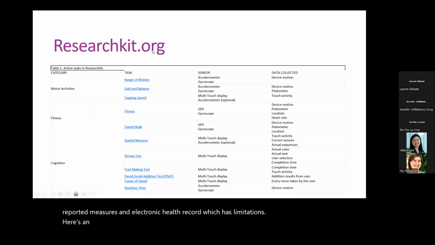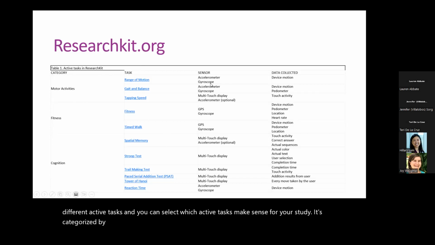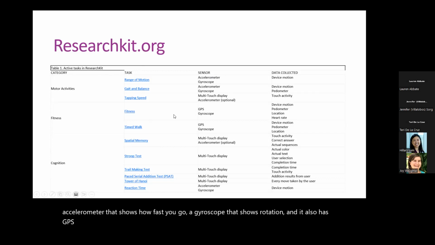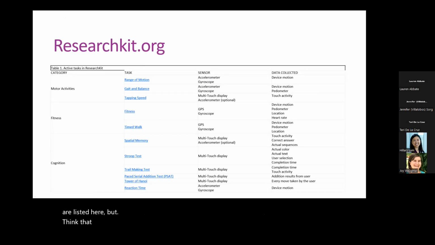Here's an example of what you can find if you go to researchkit.org. There are many different active tasks, and you can select which active task makes sense for your study. It's categorized by the type of sensor that's being used. So the Apple Watch has an accelerometer that shows how fast you go, a gyroscope that shows rotation. It also has GPS capability. Depending on what your research study is about, you can choose which type of active task would be reasonable. There are more than are listed here, but I think the website is pretty self-explanatory.